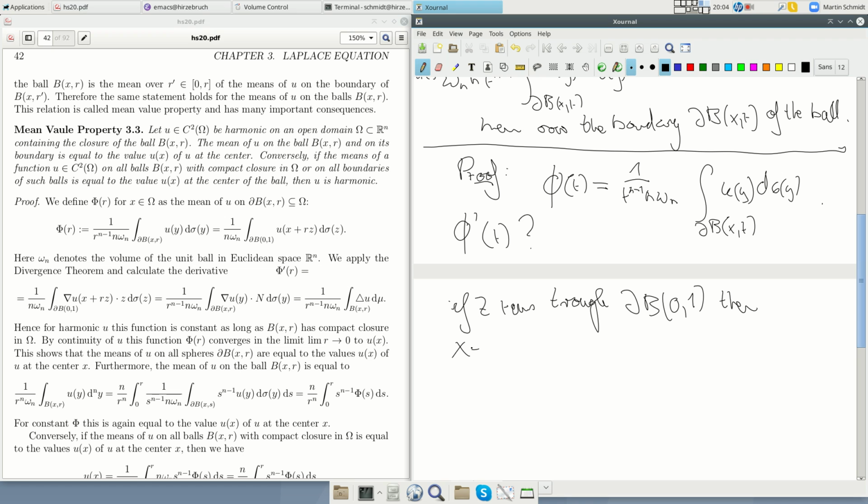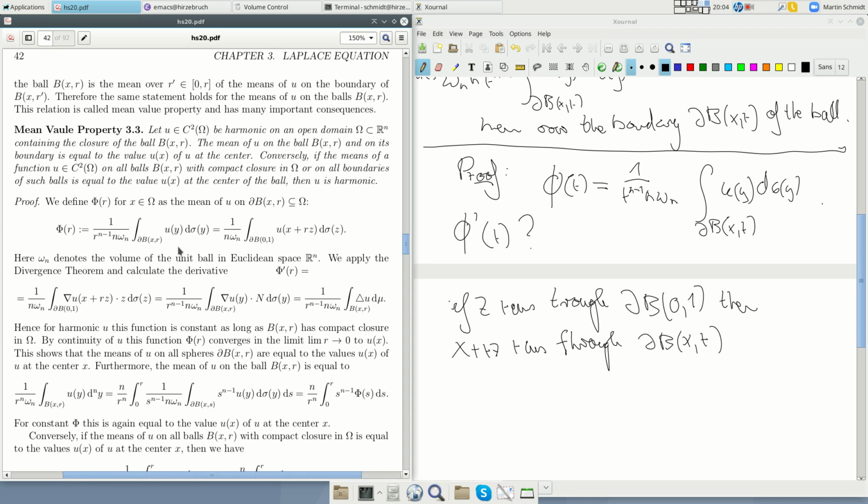then x plus r z runs through the boundary of the ball B_r(x). We translate it by x such that the unit 0 is shifted to x and the radius is rescaled by r, okay, so we clearly have this formula. Observe that the rescaling of this ball is just a factor r to the power n minus 1. Okay, so we have this.